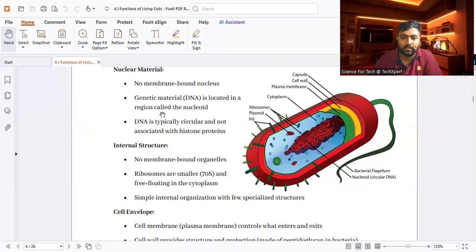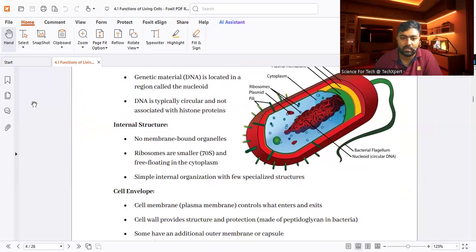Then genetic material is located in the region called the nucleoid, which we discussed, and that is known as circular DNA, right? Circular DNA.